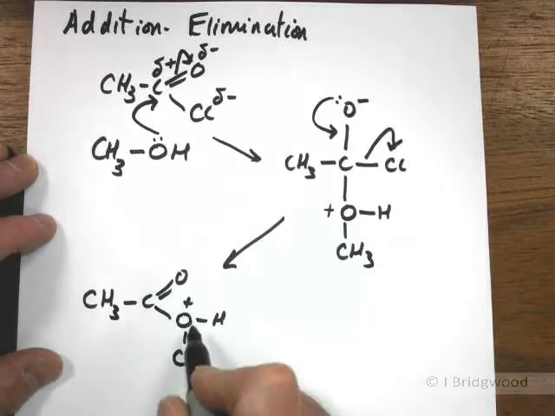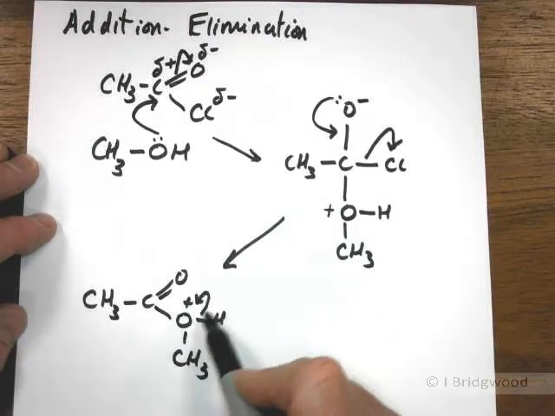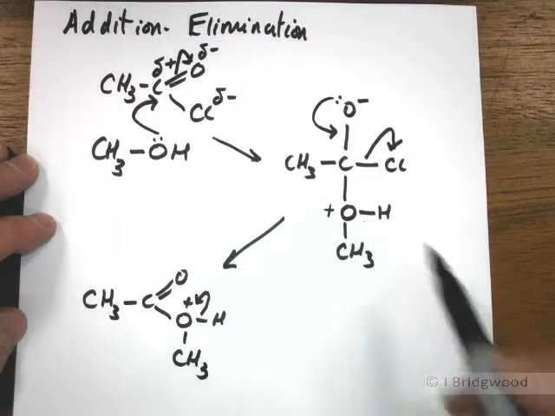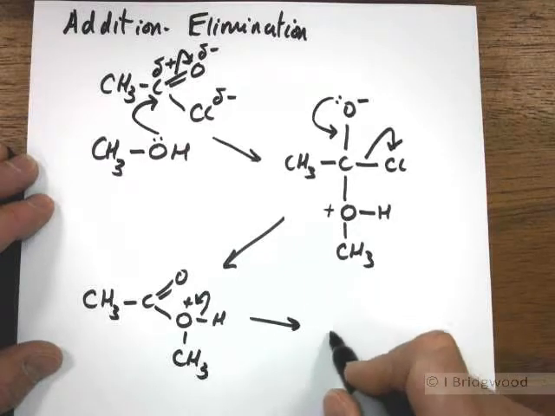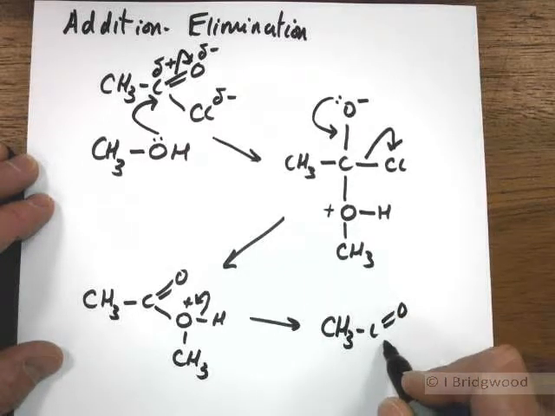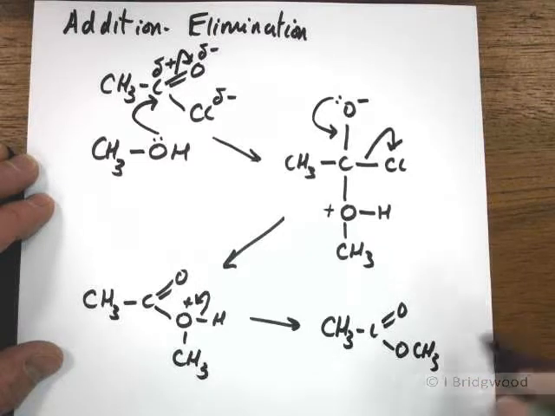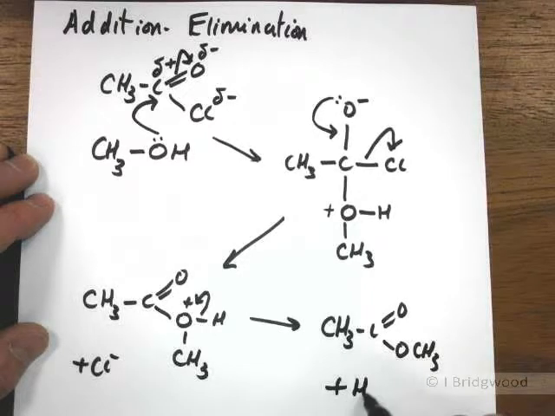Final step is loss of the proton. Now that loss of proton could occur in that step as well. No reason why you can't put it there, but we will get finally CH3, C double bond O, OCH3 plus H plus Cl minus, and of course that will produce HCl.